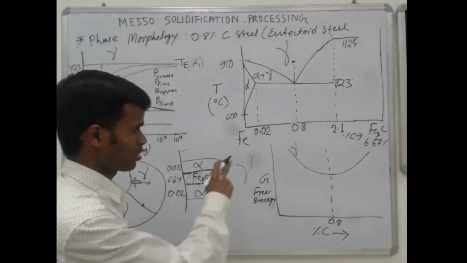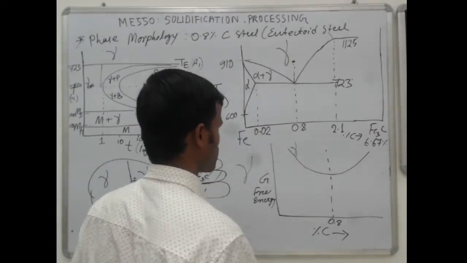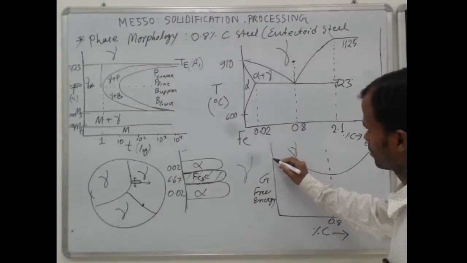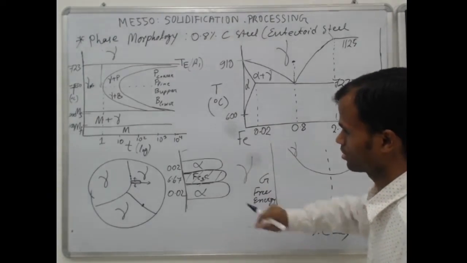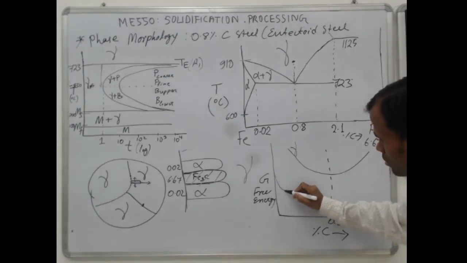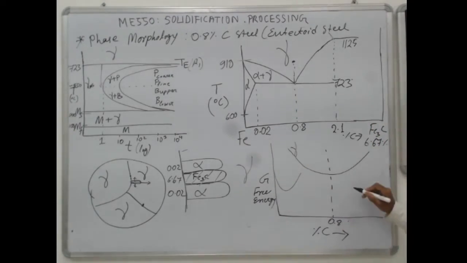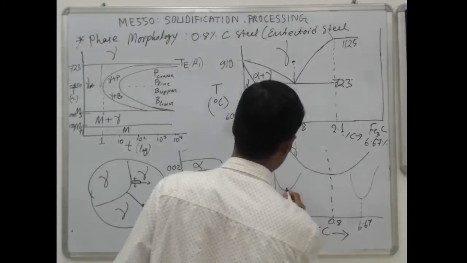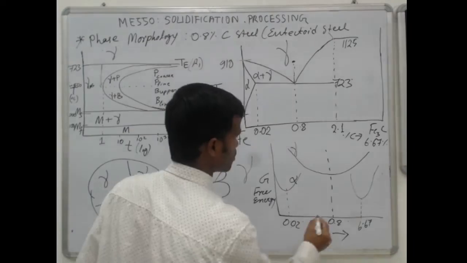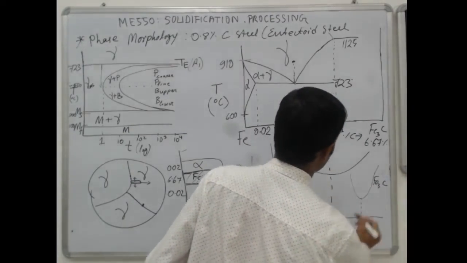We have already discussed what free energy is, so we are not discussing it again. Suppose now that alpha is stable, cementite is stable, but austenite is not stable. So the free energy curve will be below austenite. Suppose these are the two free energy curves. Here the composition is 6.67%, and here the composition is 0.02%. So this is alpha and this is Fe3C.